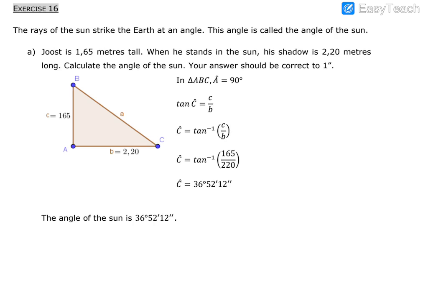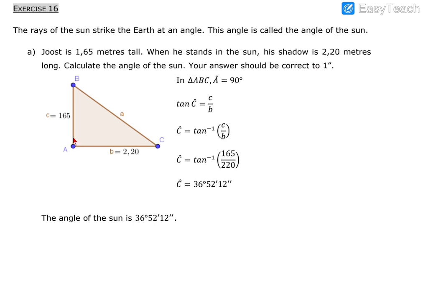Here you see the solution to the exercises of last week. The first one was: the rays of the sun strike the earth at an angle, and this angle is called the angle of the sun. If Joost is 1.65 meters tall when he stands in the sun, his shadow is 2.2 meters long. Calculate the angle of the sun. Your answer should be correct to 1.